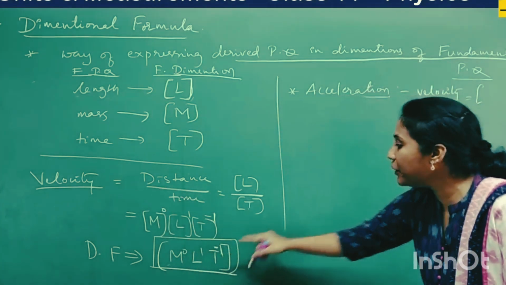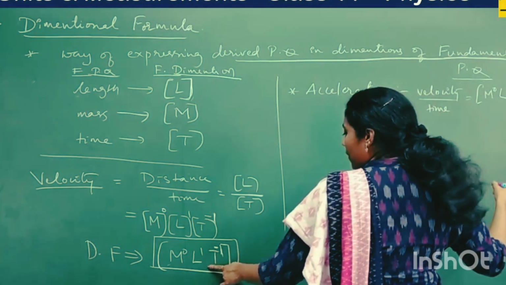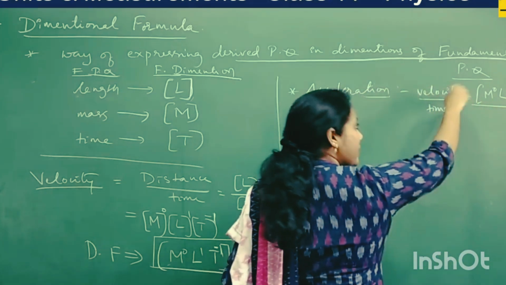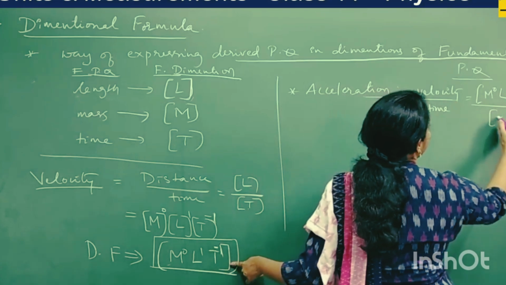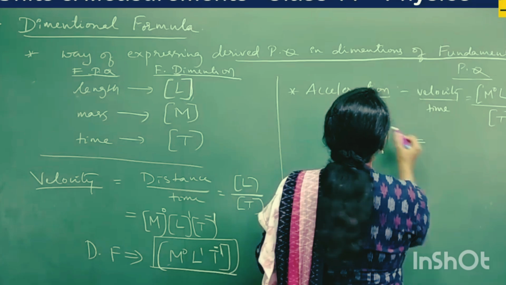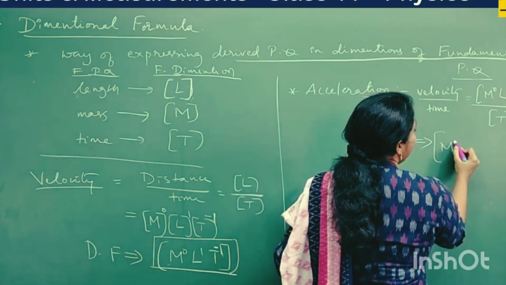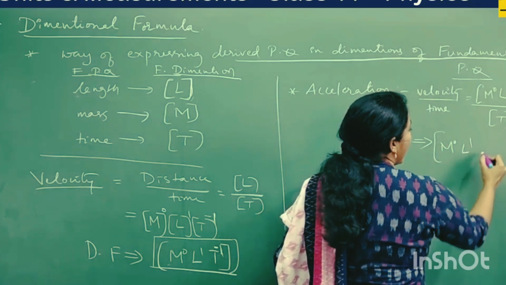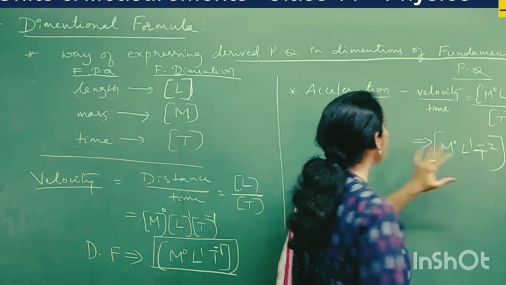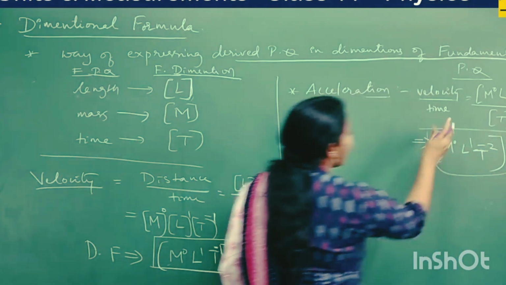The dimensional formula for velocity you know: M to the power 0, L to the power 1, T inverse. This is the dimensional formula for velocity, and you divide by time. So when you write that in the numerator, what is the final dimensional formula for acceleration? You will write this as M to the power 0, L to the power 1, T to the power minus 2. So this is the dimensional formula for acceleration. Nothing to learn by heart here.